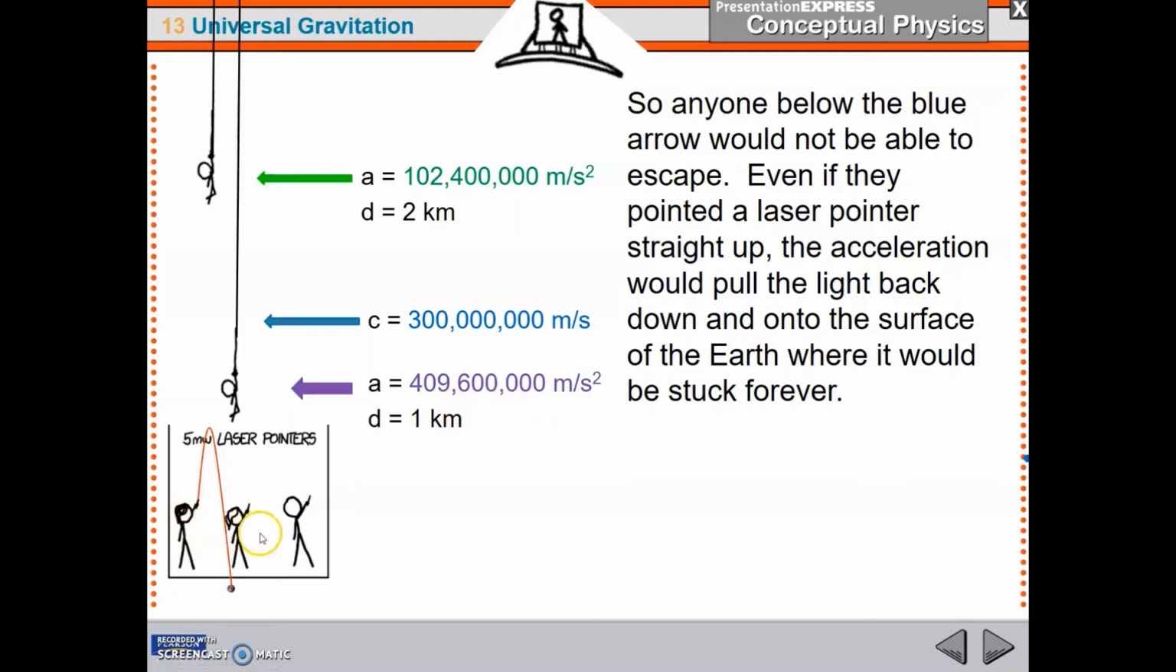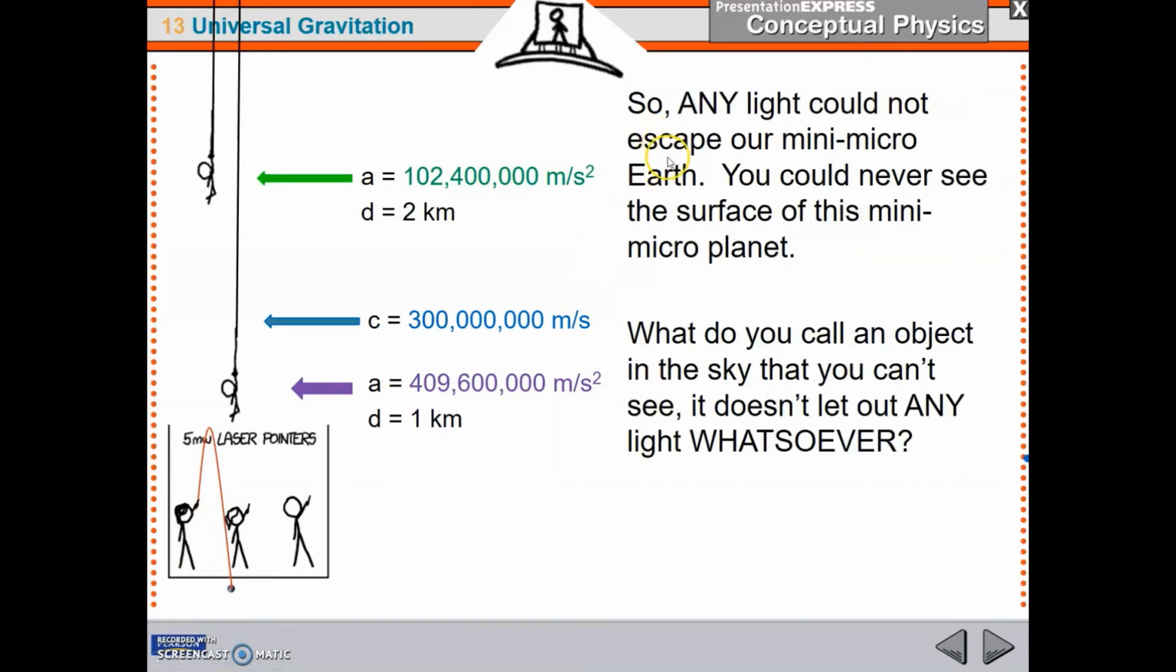So that's what we're going to do. Chad's got these three friends. He calls them over. They've got a laser pointer. So anyone below this blue arrow would not be able to escape. Even if they pointed a laser pointer straight up, like she's doing, that's Jane, the acceleration would pull the light back down and onto the surface of the Earth, where it would get stuck forever. Because the acceleration in less than a second is going to turn that light around. It's not going to be able to get out of there. Does that make sense?